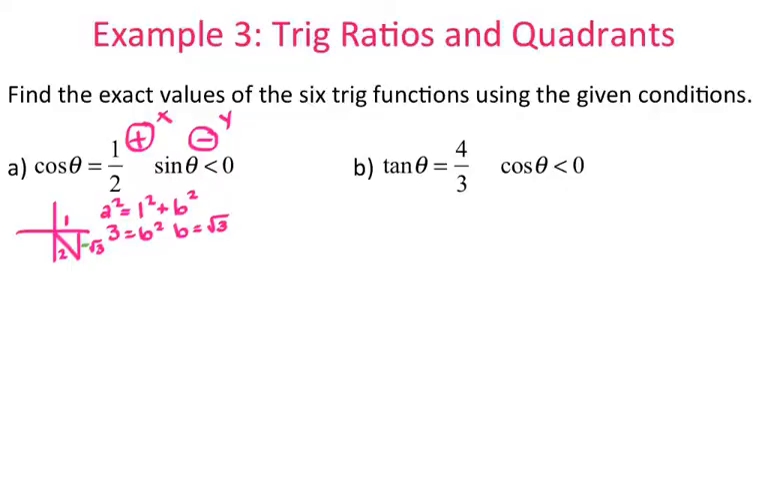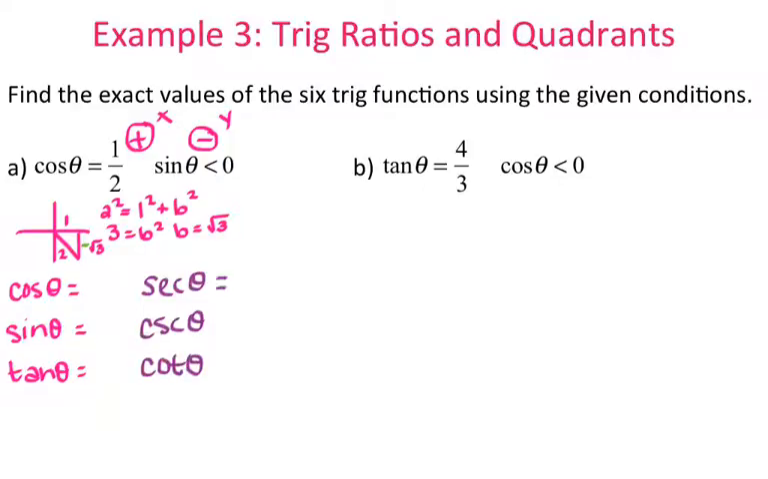So for my 6 trig functions, my 6 trig functions are cosine, sine, and tangent, followed by secant, cosecant, and cotangent. Now the original problem gave me cosine, so I already know that that's 1/2, which means if I know cosine, I know secant because it's the reciprocal of that. So really what we're finding is 4 other trig functions, not 6.